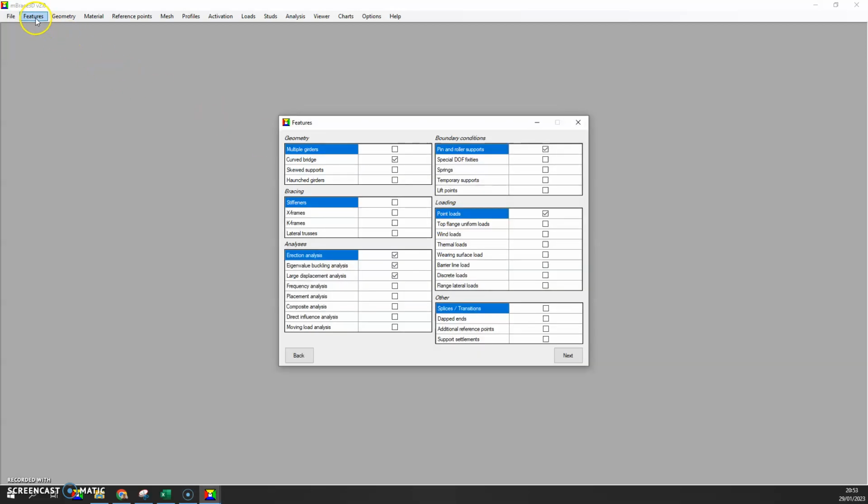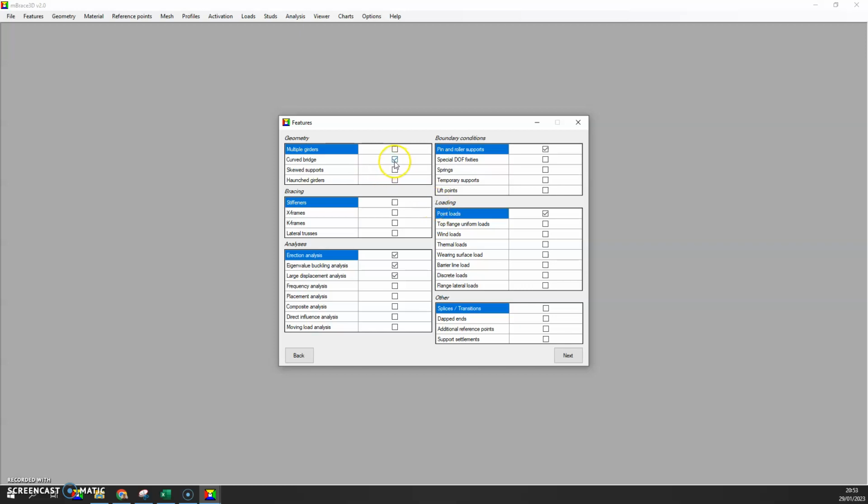Today is going to be slightly different. We're going to look not at a beam or at a bridge, but rather at a column. We're going to apply a uniform compression on the column and then look at the eigenvalue buckling and also at a large displacement analysis of that column when we apply an initial imperfection.